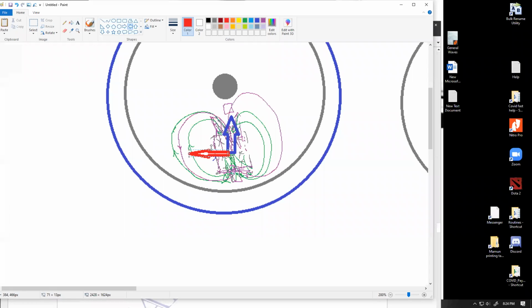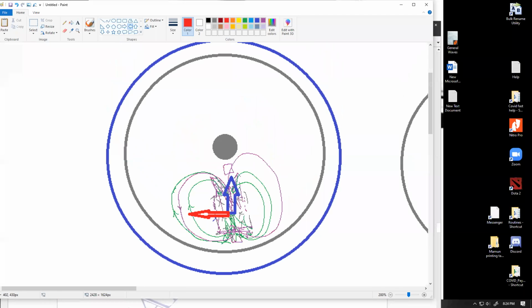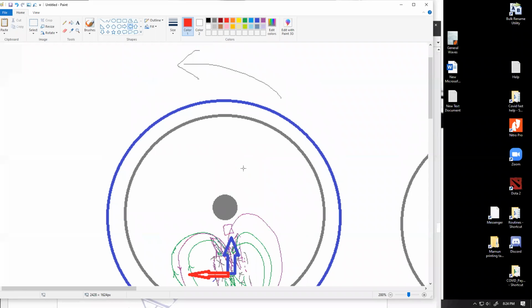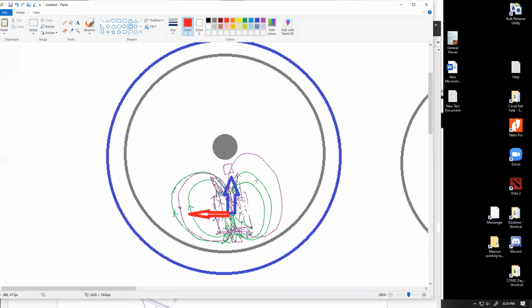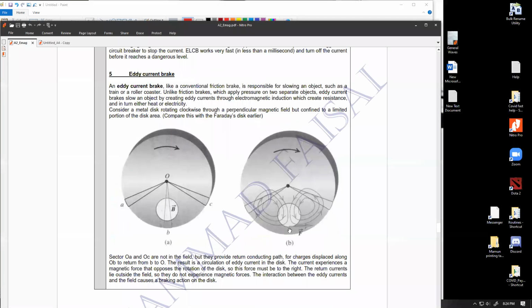So in this case, the force would be available to the left, which means this region will always be applying a leftward force onto the disk itself. The disk was rotating in the anti-clockwise direction. If this force is to the left, then this will be working as an opposing force, hence the braking. So this force over here was representing the braking force that this eddy current is producing out of this region. So in this case, the magnetic field is into the page.